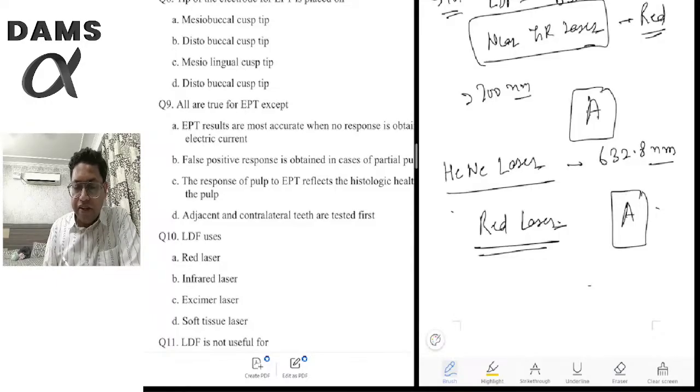Okay. This is all about today's Q&A session. We have discussed the important questions related to tooth morphology and access cavity preparations, as well as the diagnostic aspects of pulpal and endodontic conditions.